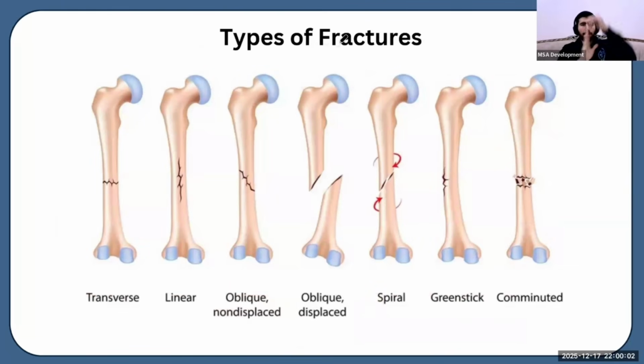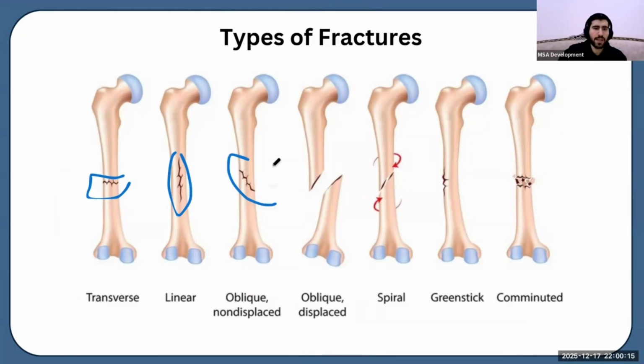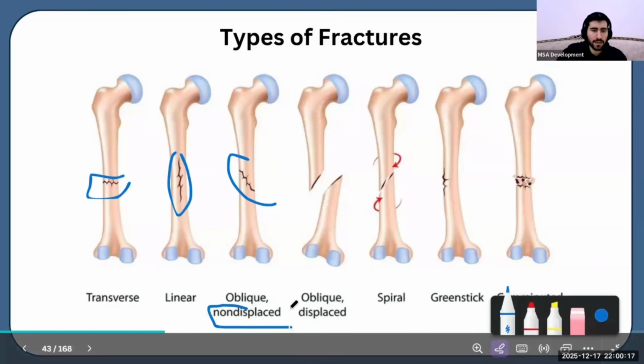Now, types of fracture. We have a bone and we fracture it. How can it be fractured? First, we have transverse fracture, which is like horizontal. Then we have linear fracture, which is linear. Then we have oblique fracture, which goes obliquely, but it's non-displaced, so the bone is still intact. However, we have oblique but displaced, so the bones are displaced.